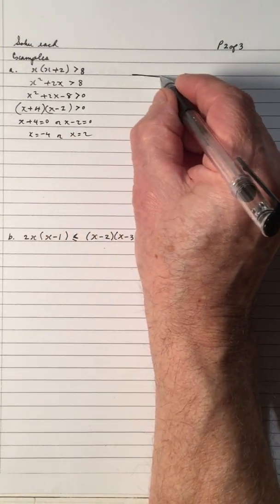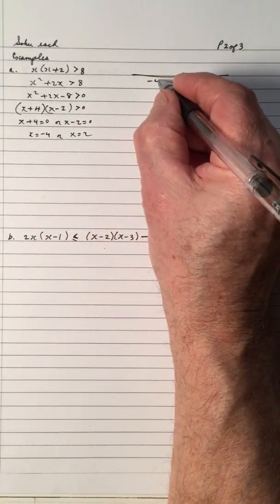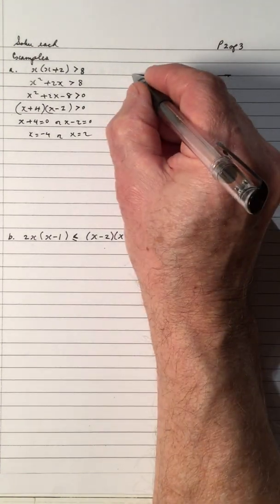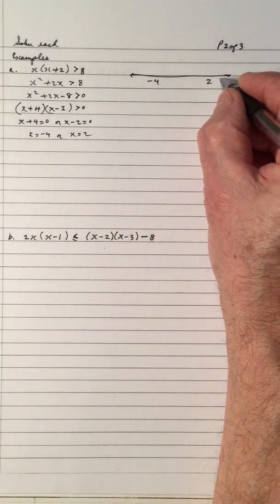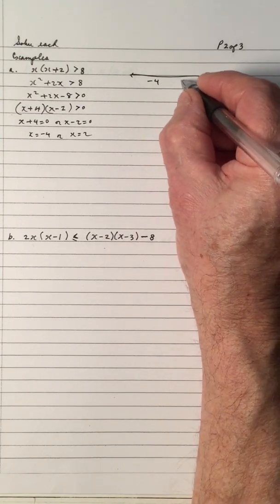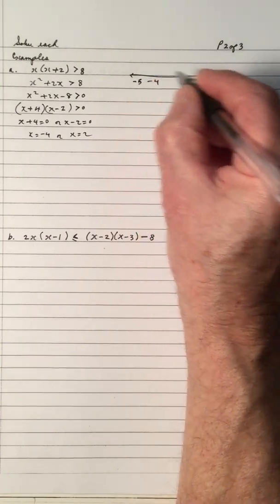And let's draw a number line. And on the number line we put a negative 4 and we put a positive 2. And now we'll pick a number above 2, we call it 3. Between negative 4 and 2 is a 0. And below negative 4 is negative 5.